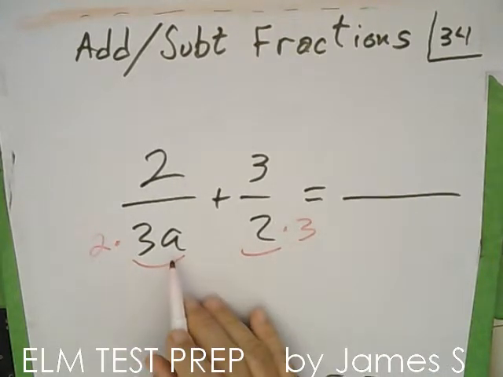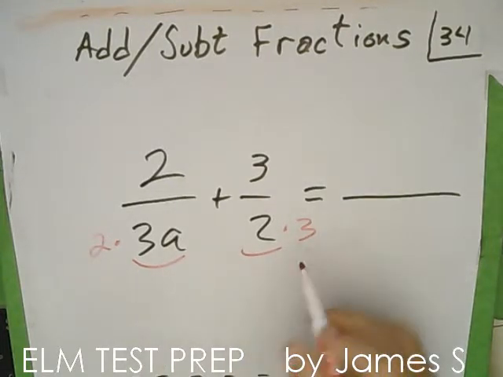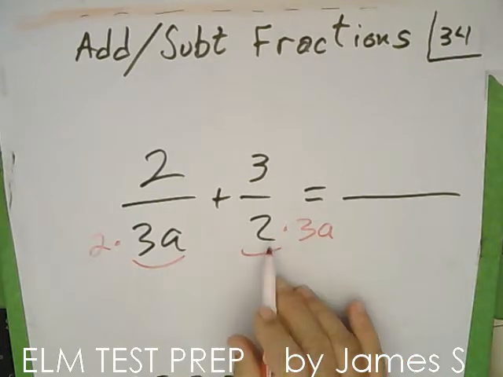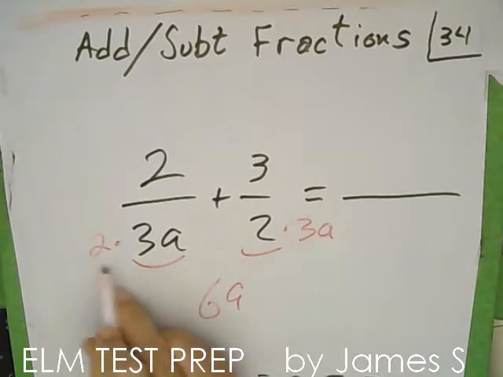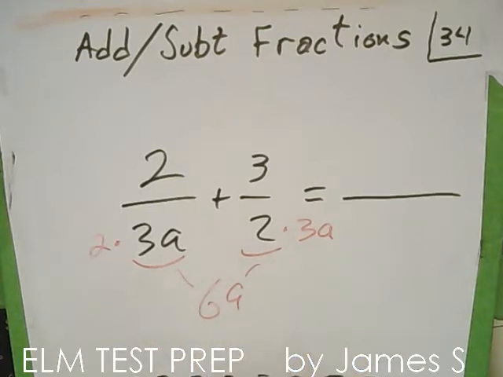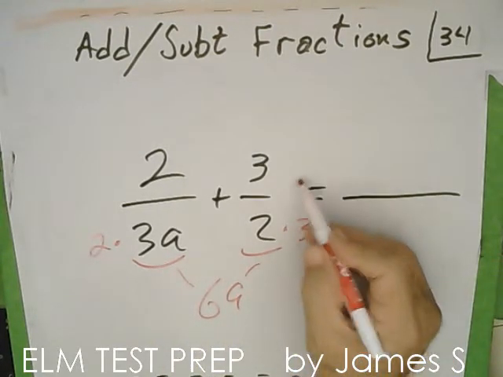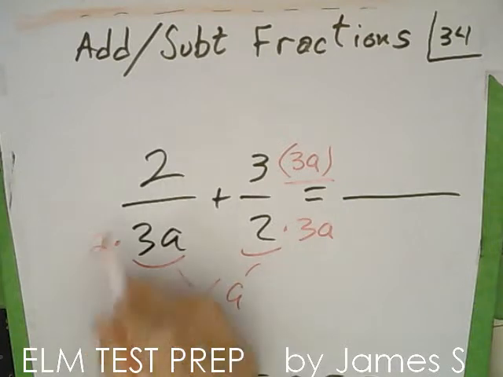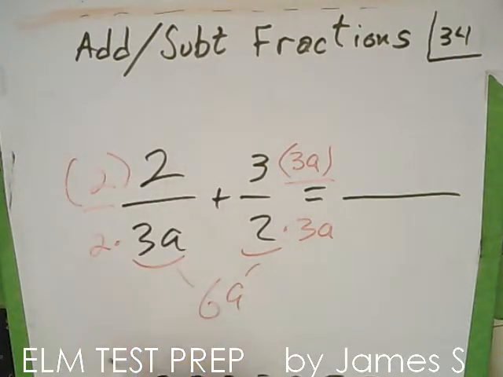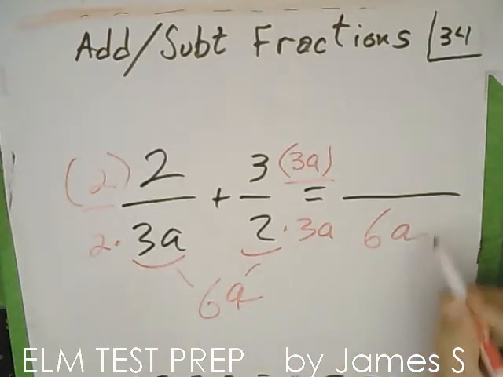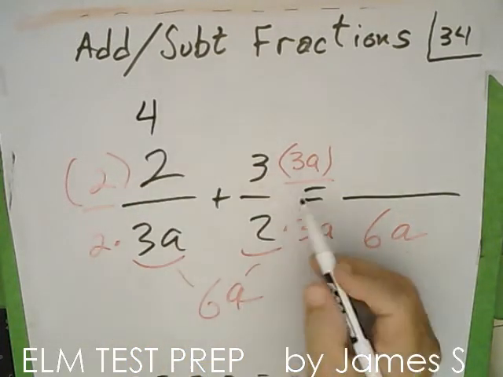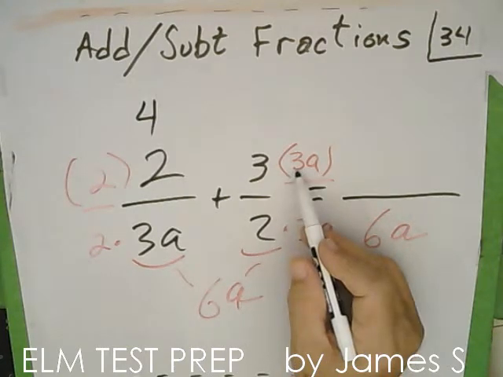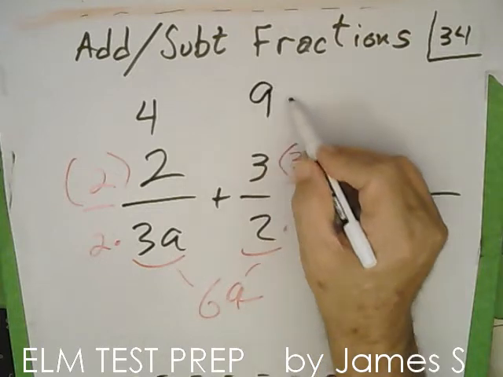But what about this letter? I have an a here, but I do not have an a here. So I also have to multiply by a. 3a times 2 is going to be 6a. 2 times 3a is going to be 6a. So now I have the same thing. I multiplied the bottom by 3a, so I must multiply the top by 3a. I multiplied the bottom here by 2, so I'm going to multiply the top by 2. I said my bottom was 6a, so I'm going to put my bottom over here, and then multiply the tops. 2 times 2 is 4. 3 times 3a, 3 times 3 is 9, and a times a is 9a.